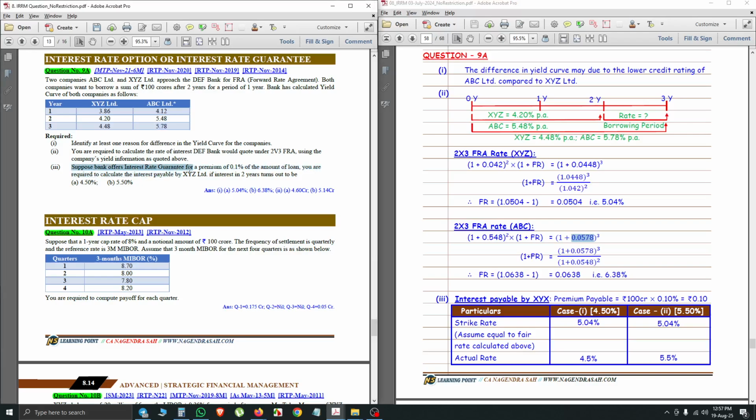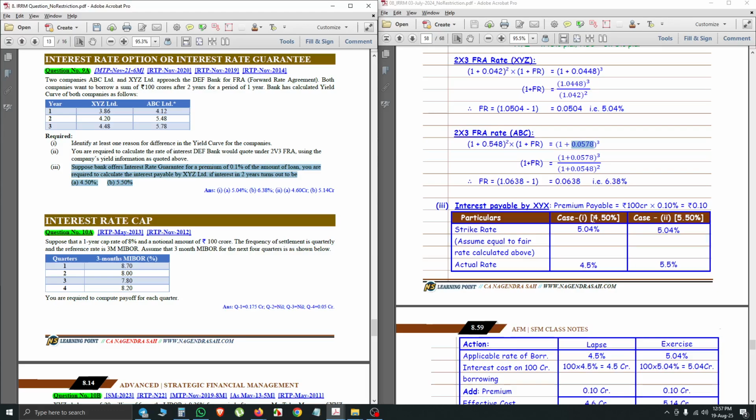Suppose bank offers interest rate guarantee at a premium of 0.1% of the amount of loan. You are required to calculate interest payable by XYZ if the interest in 2 years turns out to be this. So case 1, if actual interest is 4.50, case 2 is 5.50. Premium payable is on the notional principal 0.1%, that is 100 crores into 0.1% is rupees 0.10 crore. So strike rate is 5.04.